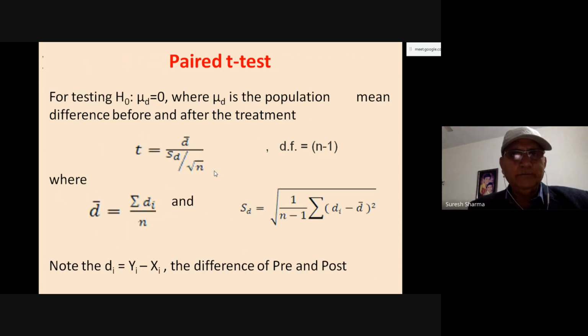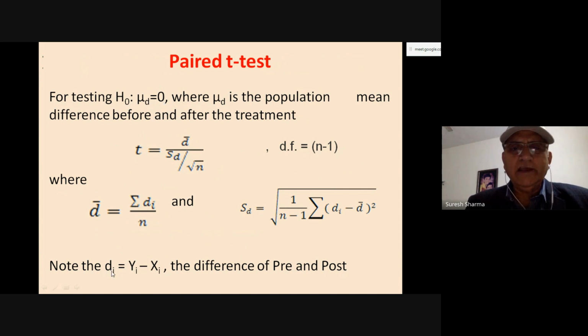And the last, before we move on to practical example, is paired t-test. Paired t-test, as I mentioned, is a before and after situation. So before giving the treatment is Y, after giving the treatment is X. So differences are pre and post. Pre scores and post scores, right? And we are testing this hypothesis that mu D is equal to 0, that the difference is equal to 0 in the population.